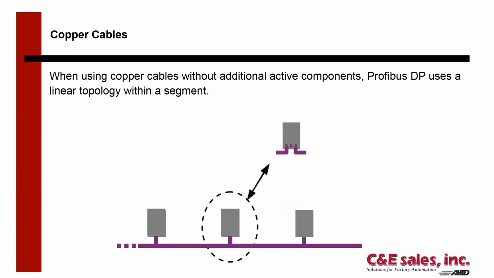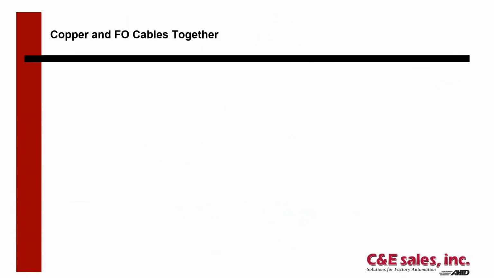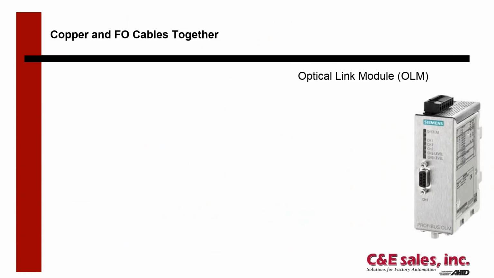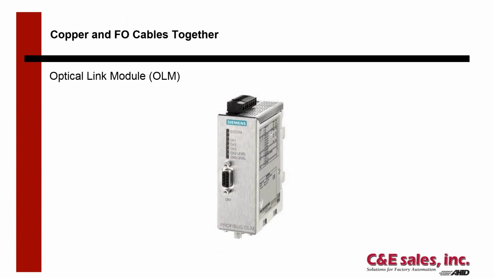Now you can do a mixture of copper and fiber optic cables together. What you're going to need when you do something like that is typically an optical link module. This is an example of an optical link module from Siemens, and basically it's a media converter. You can see there's a 9-pin connector in the front for your copper cable, and your fiber optic cables connect in the bottom.